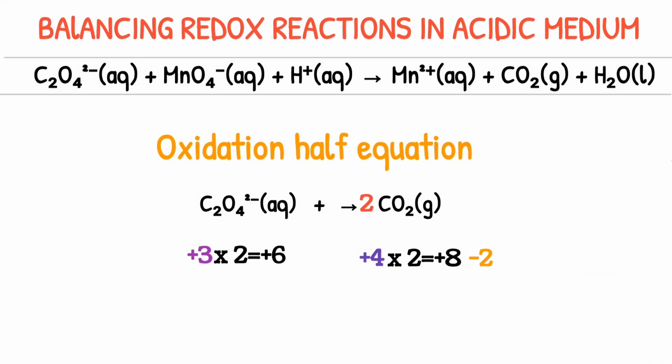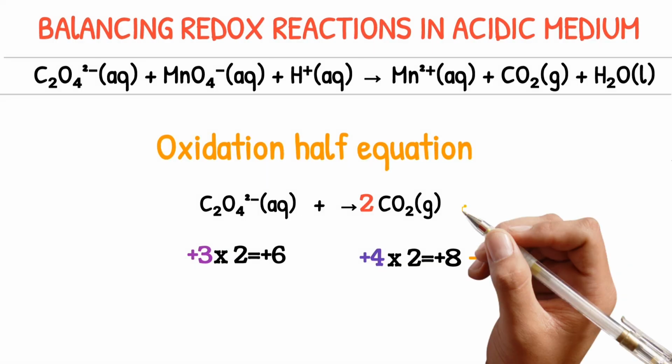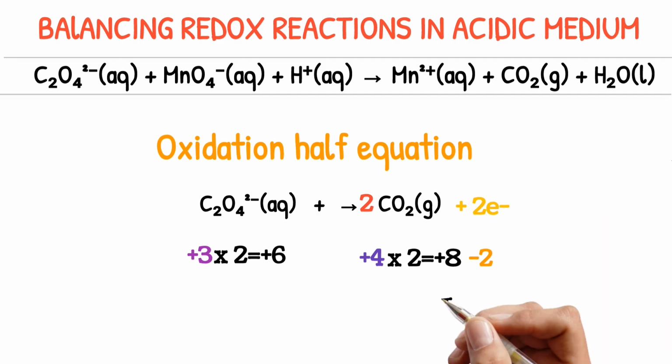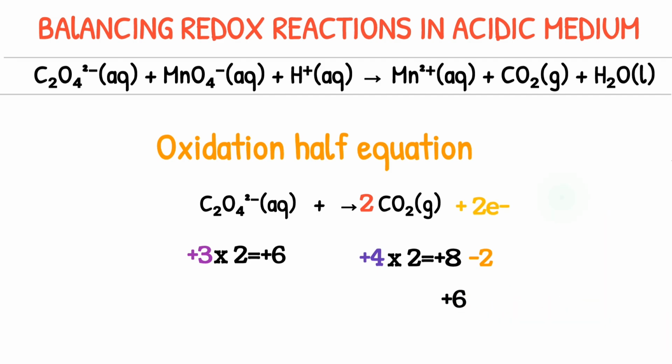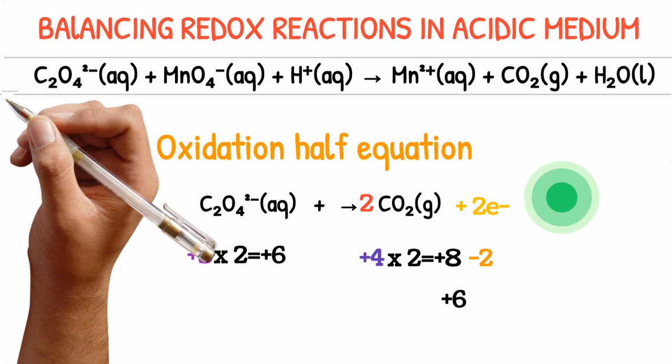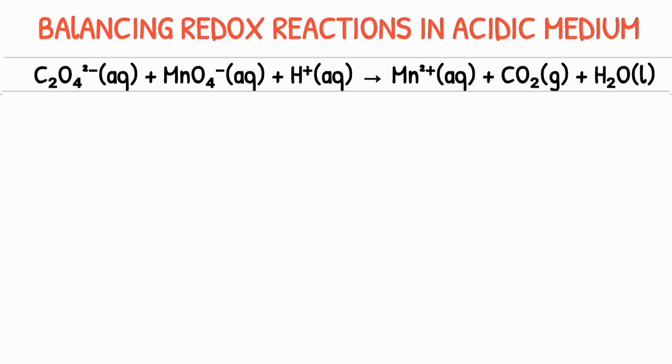So we have a difference of 2, meaning we are adding 2 electrons. +8 minus 2 gives us +6, and our equation is balanced both in atoms and in charges. We have balanced our half equation for oxidation.